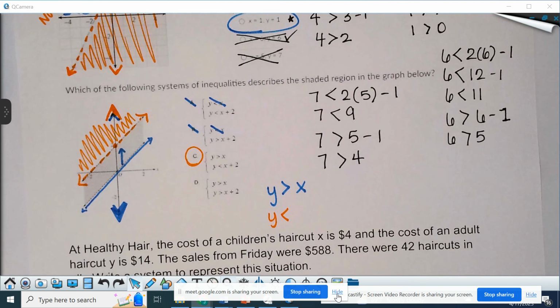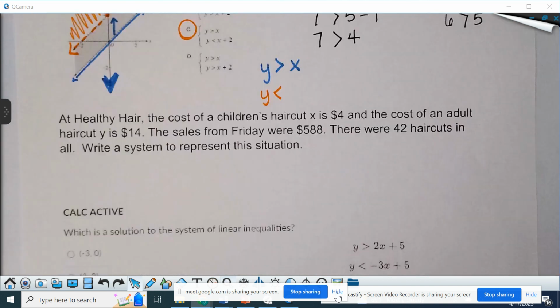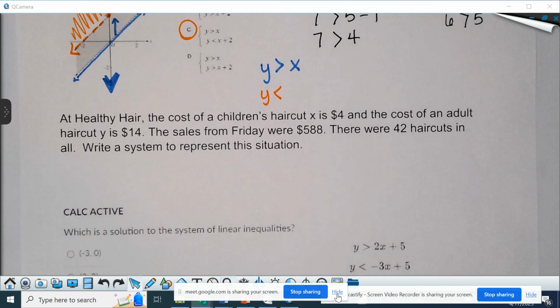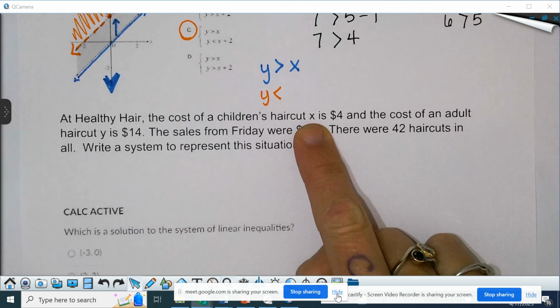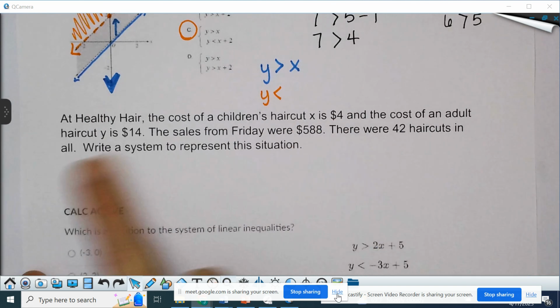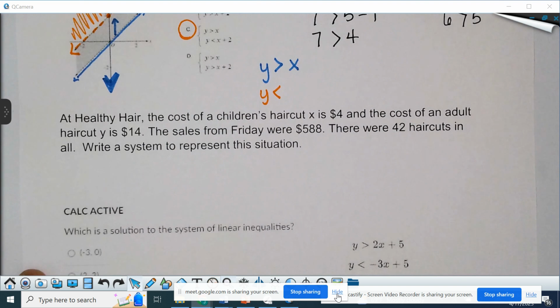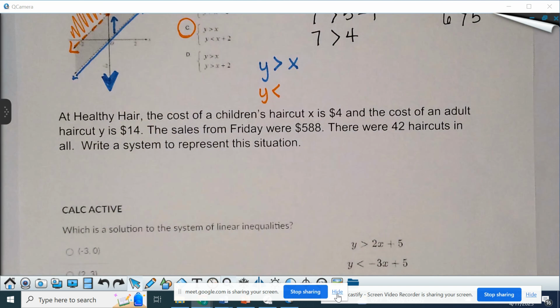All right, I grabbed this one. It wasn't terrible for answer choices and how many people missed it, but I just remember there being a conversation that word problems kind of give us some issues with our systems, so why not throw one in there? At healthy hair, the cost of a children's haircut is $4, and they're calling that X. So X is $4, and the cost of an adult haircut, which they're calling Y, is $14. The sales from Friday were $588. There were 42 haircuts in all. Write a system to represent this situation.